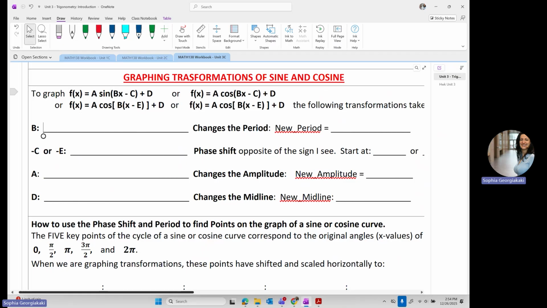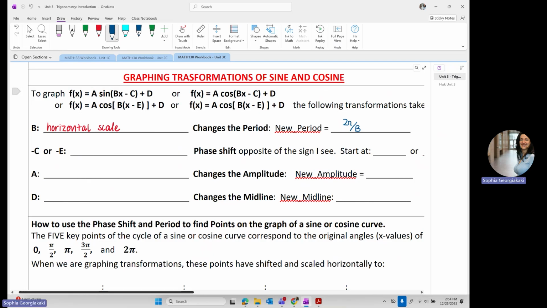If you remember, B is a horizontal scale. Horizontal scale for the graph means that it will change the period of the graph. How often will one cycle be repeated? How long will it be? The new period is whatever is the reciprocal of B. So it will be 2 pi, the original period of the sine and the cosine function, divided by B.